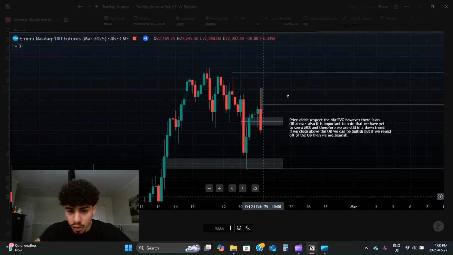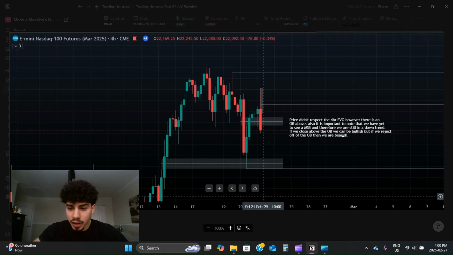But no, because there's order blocks above here and we're in a downtrend. Mind you, we didn't break structure yet, so we're still in a downtrend and there's order blocks over here. And as you can see, okay, huge rejection. Even at 9:30, where we have a little green candle, we can still see a big wick up here. So okay, we rejected somewhere off these order blocks over here. So price didn't respect the 4-hour fair value gap. However, there's an order block above. Also, it's important to note again, market structure shifted towards the downside, and we're still in a downtrend.